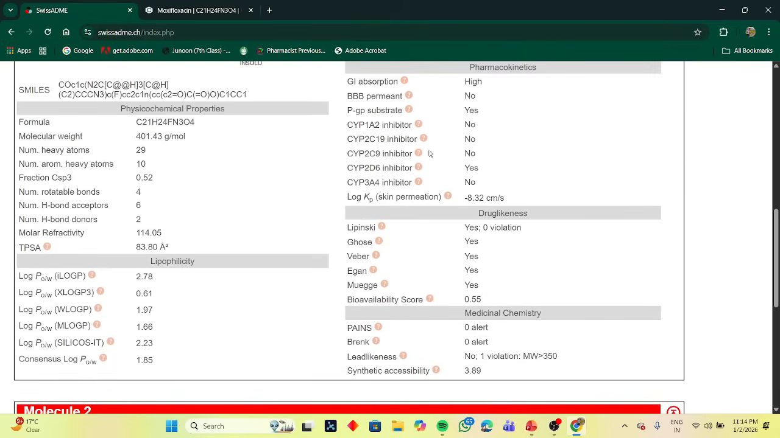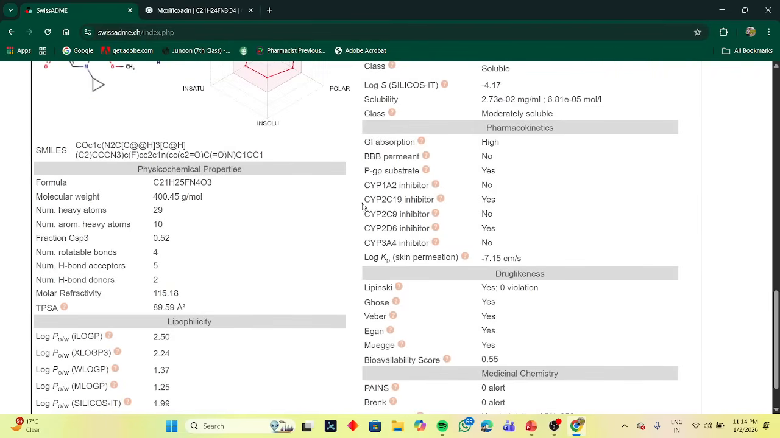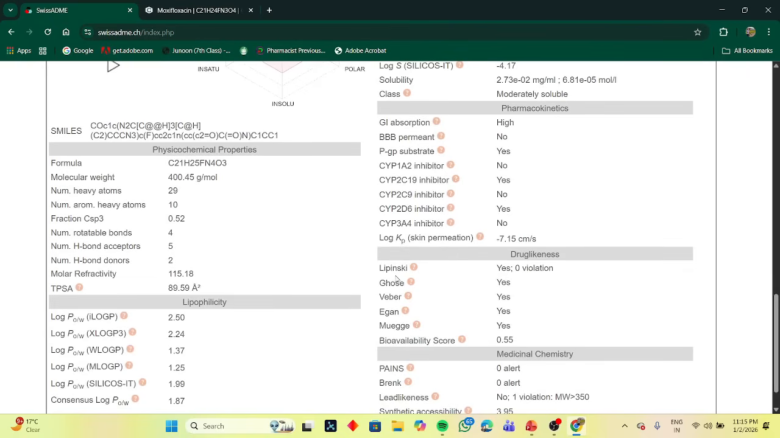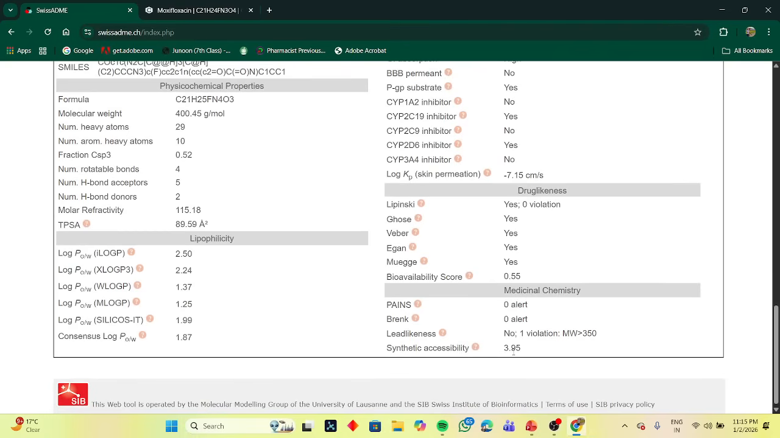But in this case, you can see that there is no cytochrome P2C19 inhibitory activity. Meaning it is inhibiting the enzymes that are responsible for metabolism. These are the metabolism enzymes, cytochrome P enzymes. We don't want the enzymes to be inhibited, because if the enzyme is inhibited, there is a reduction in the drug activity. Then it is also following the Lipinski rule of five, and the synthetic accessibility is also the same as compared to the moxifloxacin.